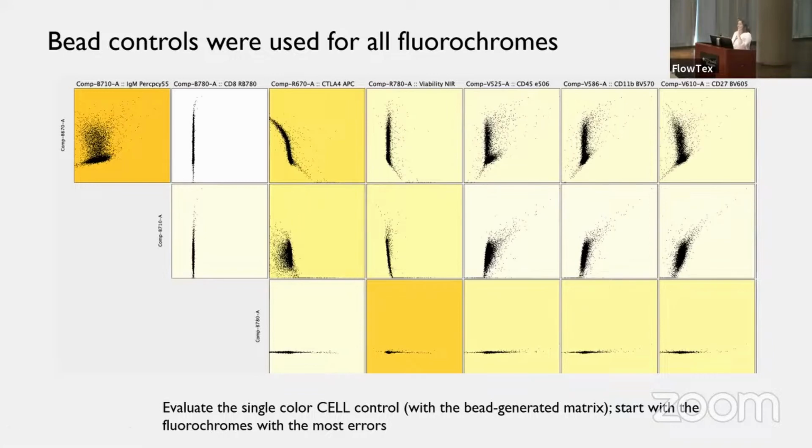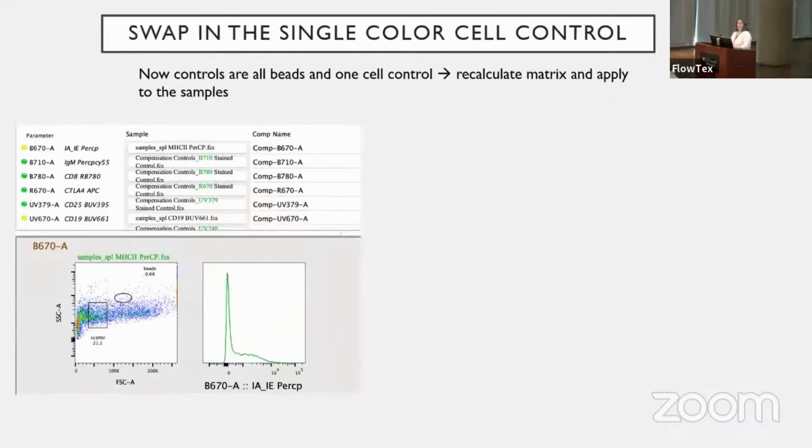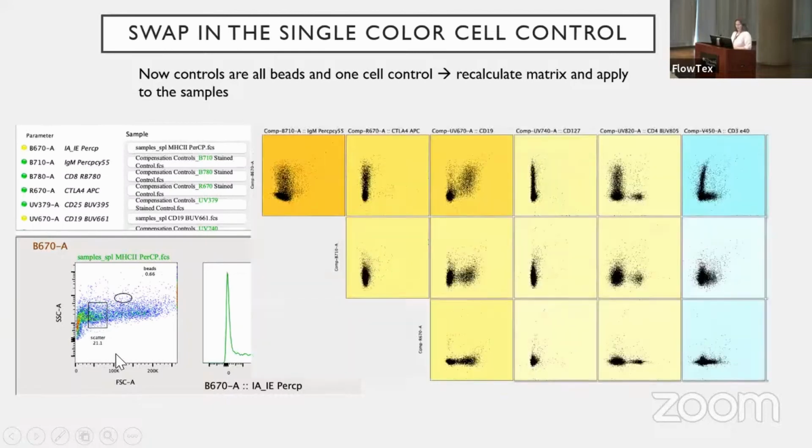So now I'm going to take this one control, this one cell control. I'm going to flip it into the matrix, substitute it in. Your software might be different, but basically right here, I said, okay, instead of beads, I'm going to use my spleen cells. I'm going to use those as the positive and the negative. And you can see that that corrects the problem. So just swapping out one, I think this is a 22 color experiment, can very quickly fix what looks like a big hot mess. So this is definitely well worth it to do it.